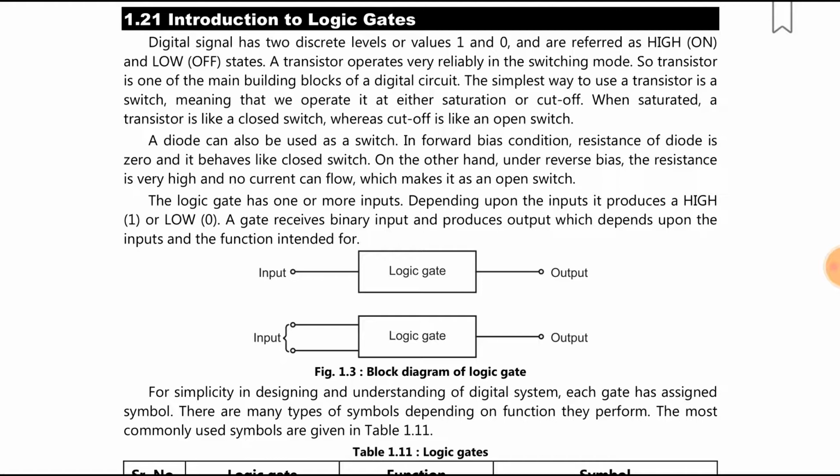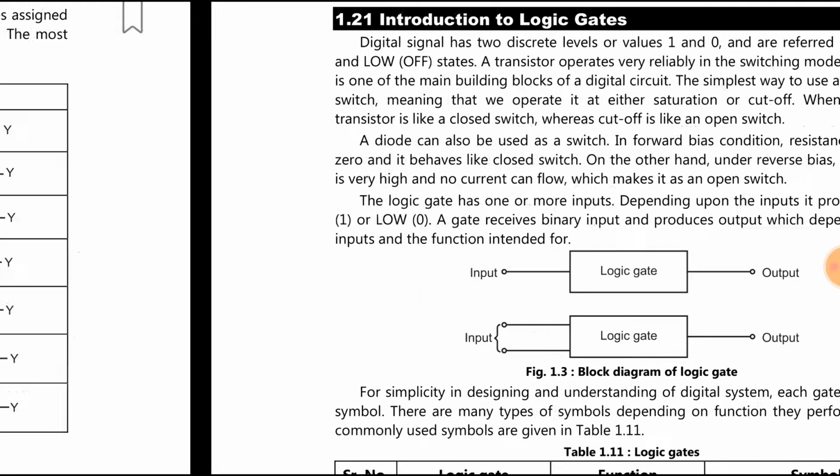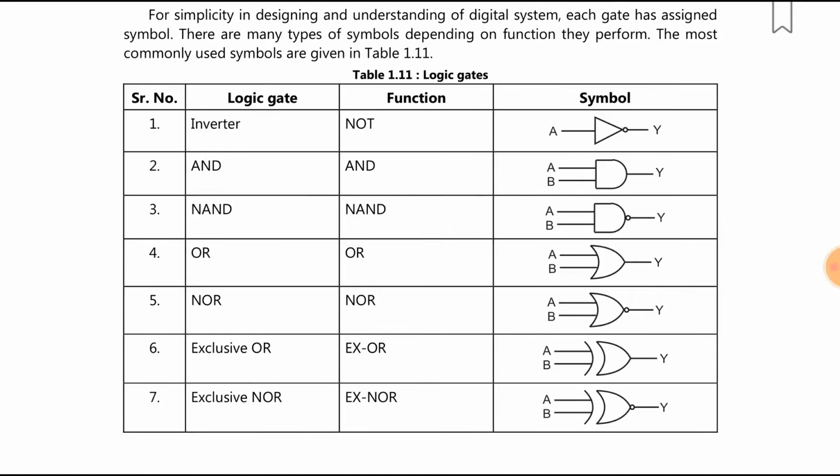For simplicity in designing and understanding of digital systems, each gate has an assigned symbol. So there are many types of symbols depending upon the function they perform. The most commonly used symbols are given in the next slides. Okay, so there are a total of 7 logic gates: the inverter, with functions and symbols given. So NOT gate, AND gate, NAND gate, OR gate, NOR gate, XOR gate and XNOR gate. And the corresponding symbols are shown in the slide.